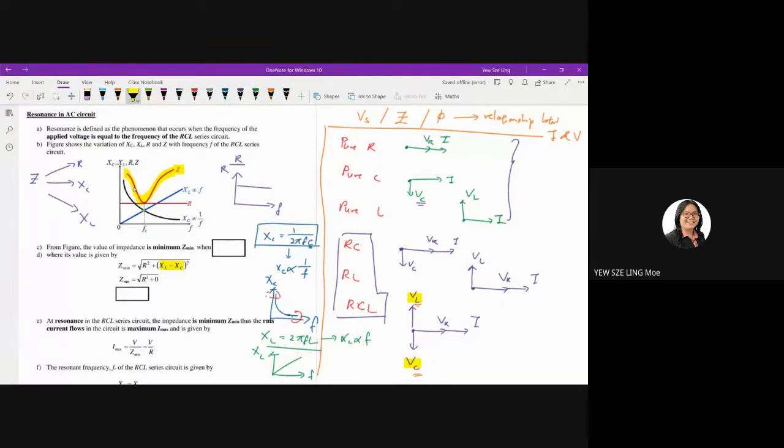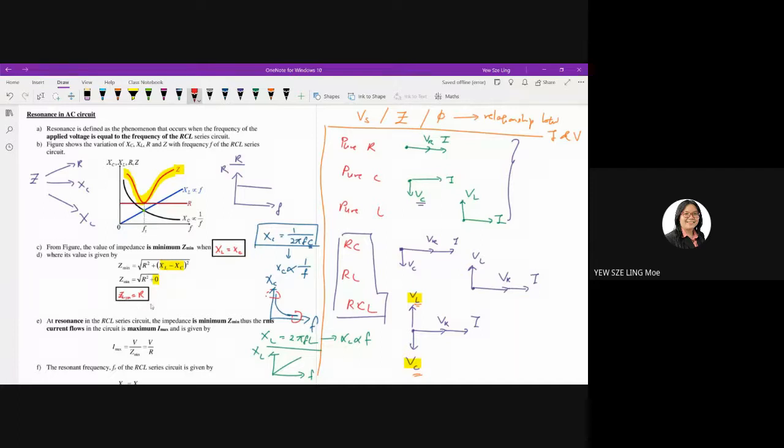So from the figure, the value of impedance is minimum when XL equals XC. Why? Because when XL equals XC, they will give you 0 in the calculation. Therefore, Z is minimum, and at the same time it is equal to R. The minimum impedance that a circuit can have is when its value is equal to R.